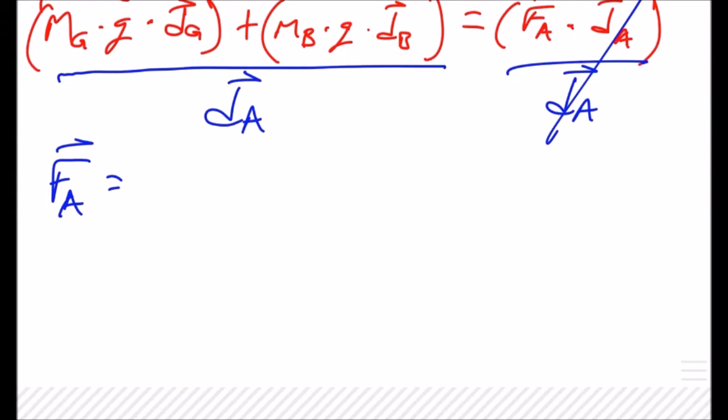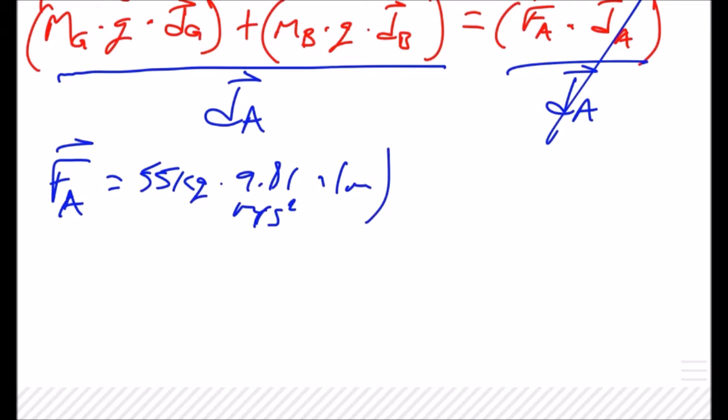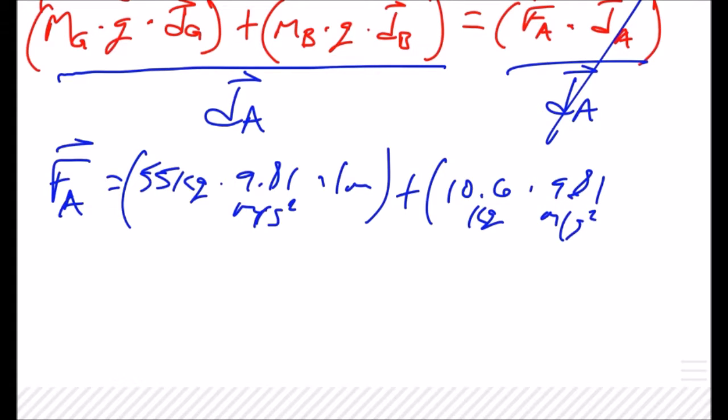Okay, so help me fill in all this stuff so that we have it all complete on the video. So what's the mass of the girl? 55 kilograms times 9.81 meters per second squared times 1 meter for our lever arm, plus, what's the mass of the bench?